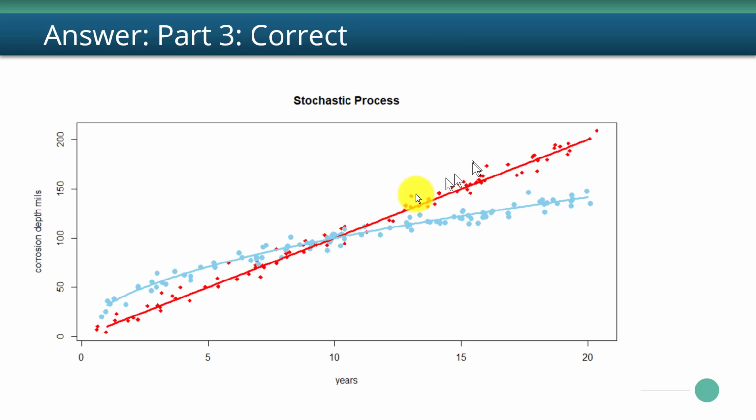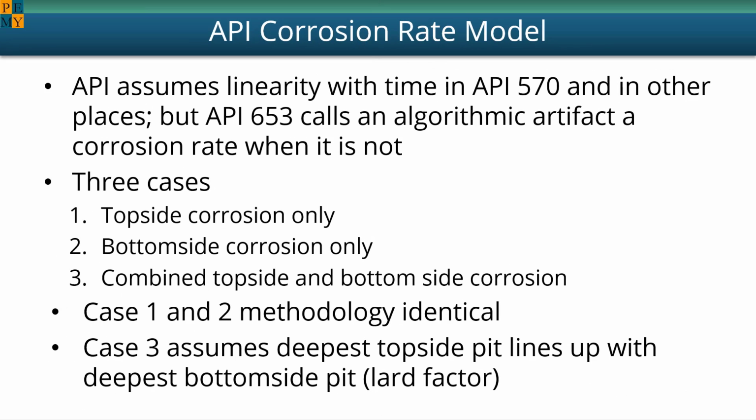Corrosion is a stochastic process, so it's never just a fixed number. Two identical tanks with identical conditions could have slightly different corrosion rates. These simulated points show how corrosion would actually vary with identical tanks. So we could say that part 3 is correct as well. API assumes linearity with time, and this is made clear in API 570 and in other places. But API 653 is really using an algorithmic approach. And although it's called a corrosion rate, it's not.